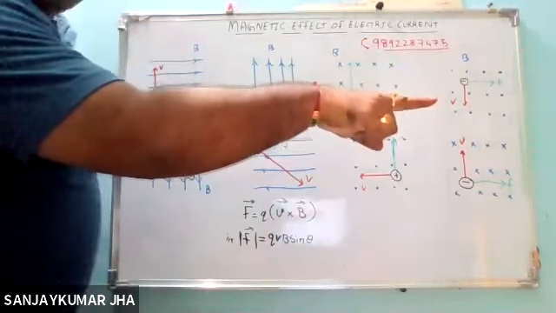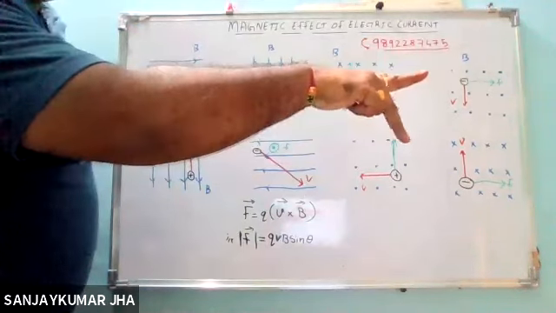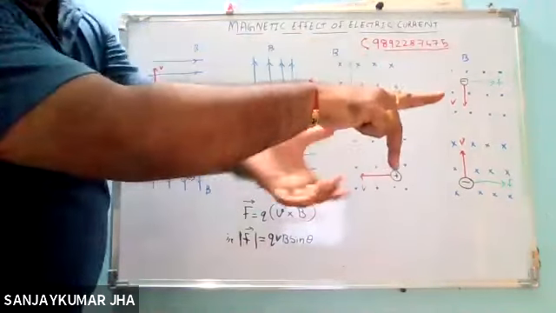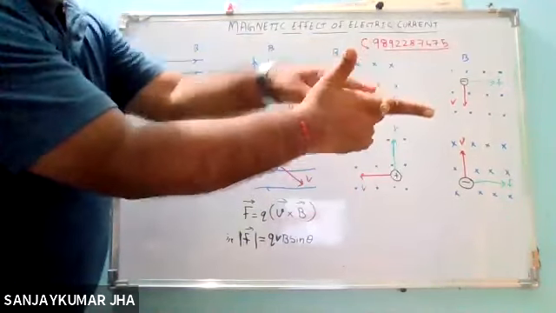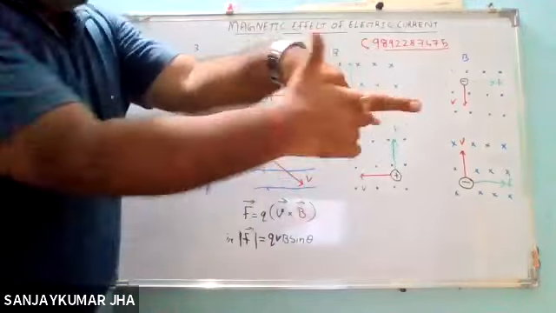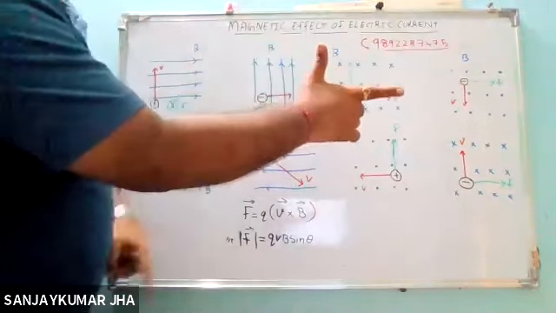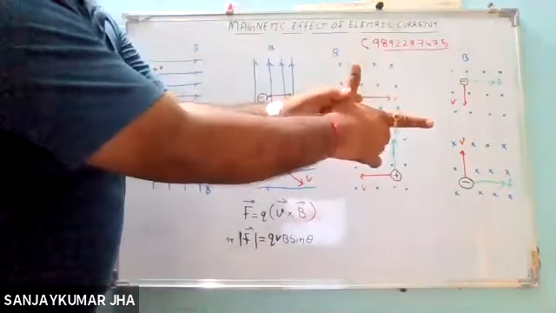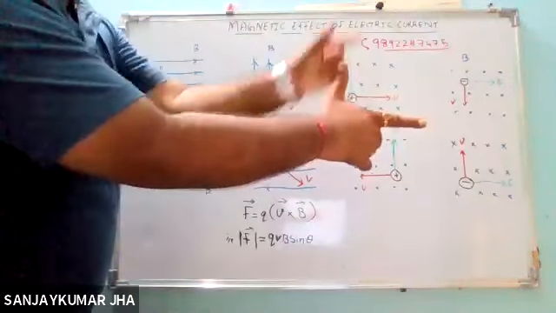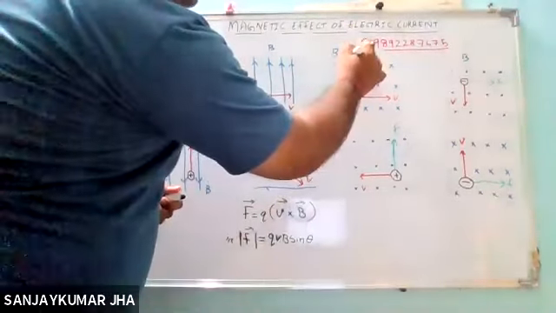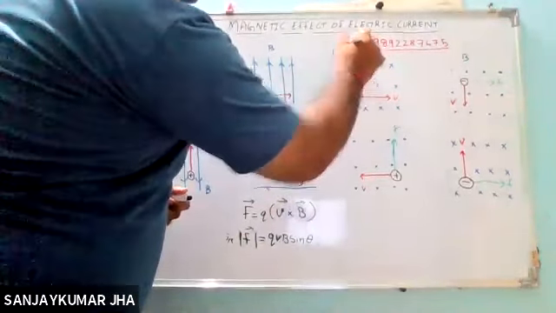V stands for velocity, B stands for magnetic induction. So it is perpendicular to the plane in the inward direction. That means it is in this way. See the middle finger. The middle finger is inside the board. So this is the direction. V is the velocity. So see the thumb. The thumb is vertically upward. That means the direction for the force is F. This is the direction for the force acting.